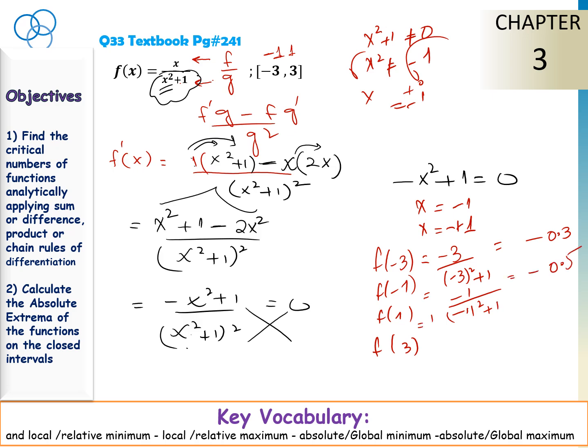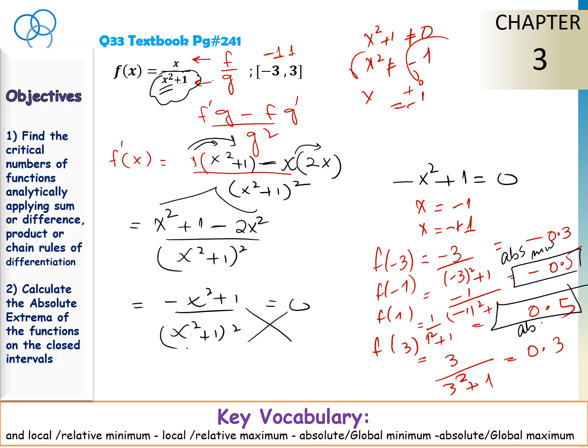Now put the 1 in the calculator. 1 squared plus 1. You will get 0.5. And when you write the 3 in the original equation, you will get 0.3 with a positive sign. Now, of course, it is very obvious that the least point is negative 0.5, which is your absolute minimum, and the highest is 0.5, which will refer to your absolute maximum.